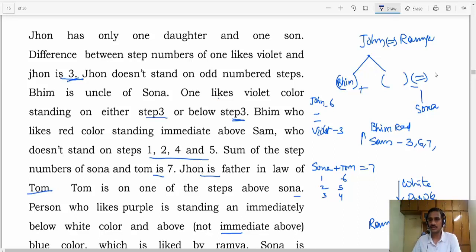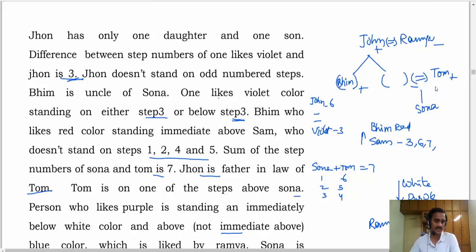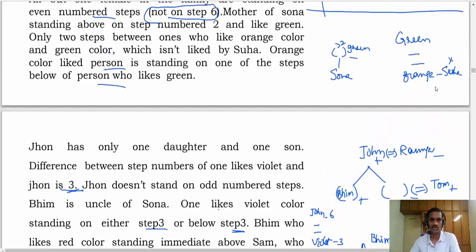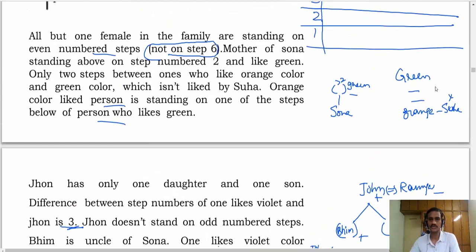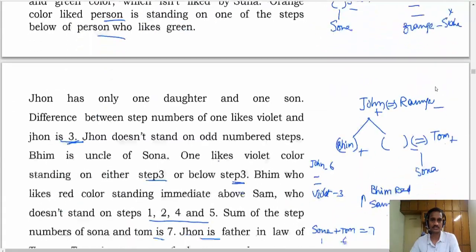John is the father-in-law of Tom, hence Tom is here, male, and John is male, father-in-law, and Ramya is female. Now 1, 2, 3, 4, 5, 6. Another female must be there. Who is the female here? Sona. And Sam cannot be here. And another person is either Devi or Soha.